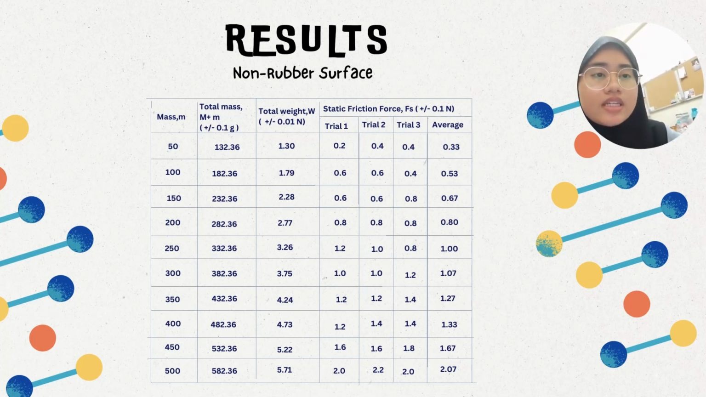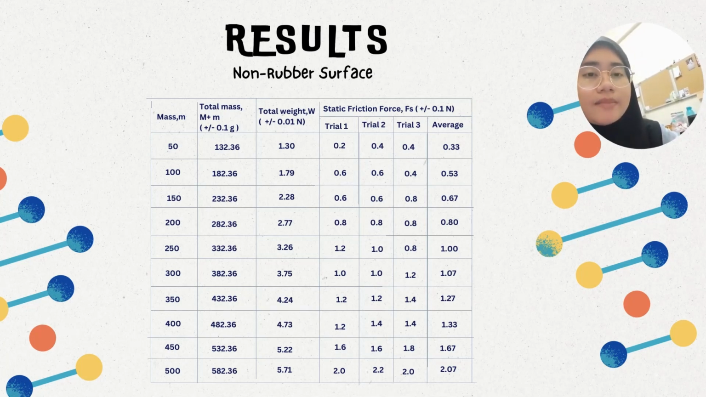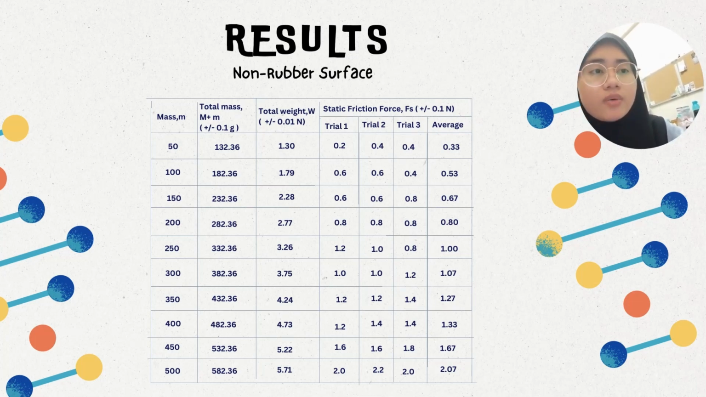As we can see, the non-rubber surface is the same as the rubber surface because the higher the mass, the higher the average of the static friction force. But the difference is the wooden block moves faster when it is facing the non-rubber side.